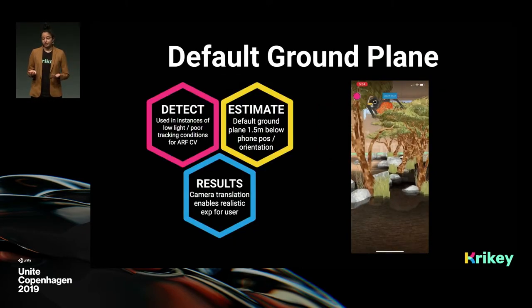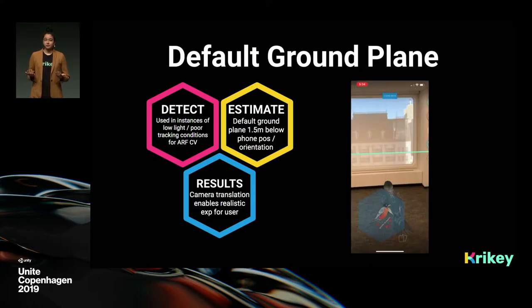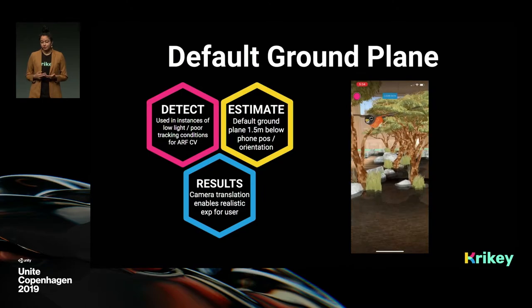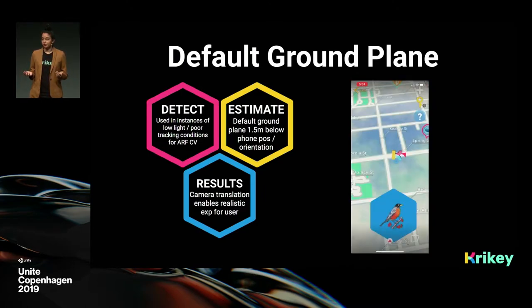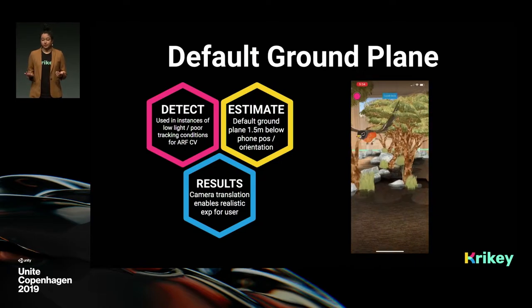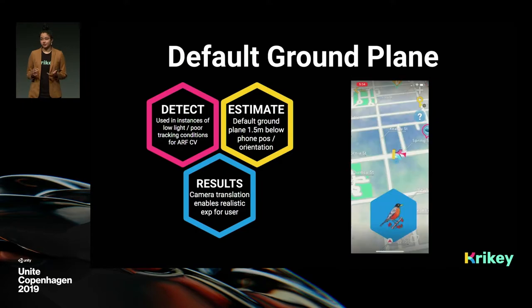The second trick that we've employed at Krikey is something that we call the default ground plane. While AR Foundation works great as a toolkit, because we are a consumer-facing app, we can't control when or how a user chooses to open their phone camera. Therefore, there are some instances where a user is in a low-light setting or they're pointing at a surface that doesn't have a very textured surface.